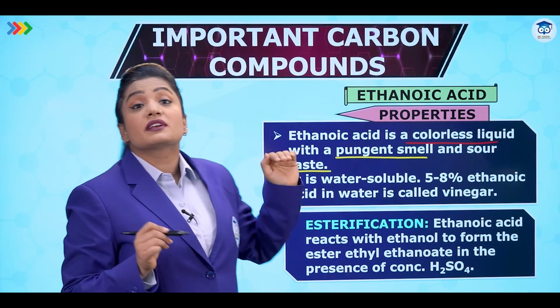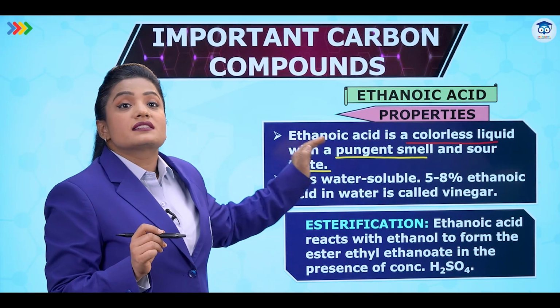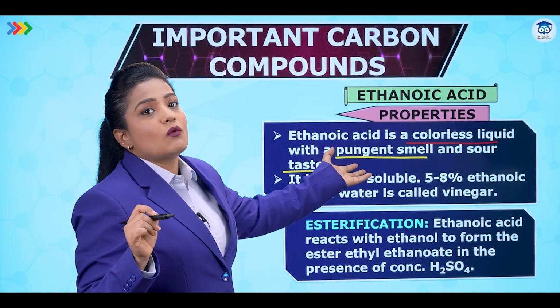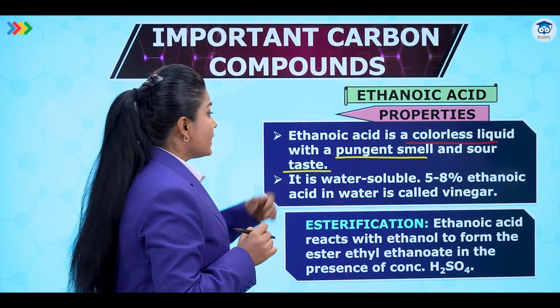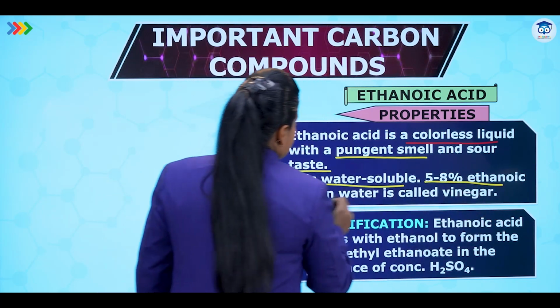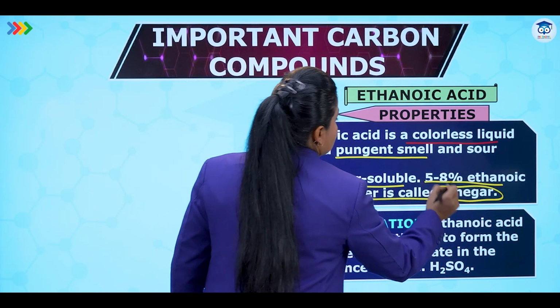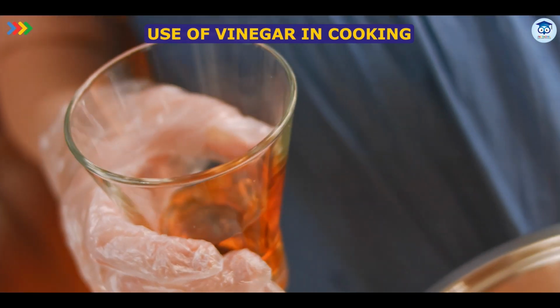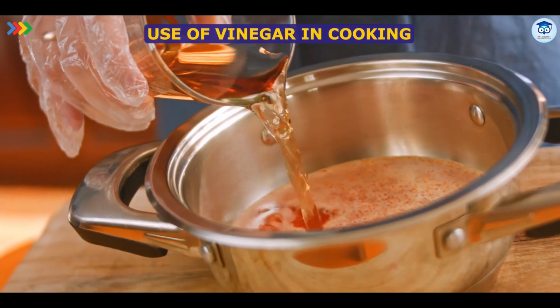Why does it have a sour taste? Because it is an acid. It is the same as that of vinegar. Vinegar contains acetic acid, which is what ethanoic acid is. It is water soluble, and 5 to 8% ethanoic acid in water is called vinegar. So the vinegar that we use at home for cooking contains 5 to 8% of ethanoic acid in water.